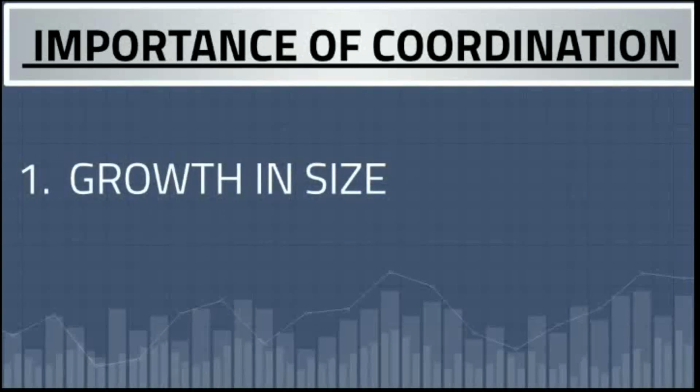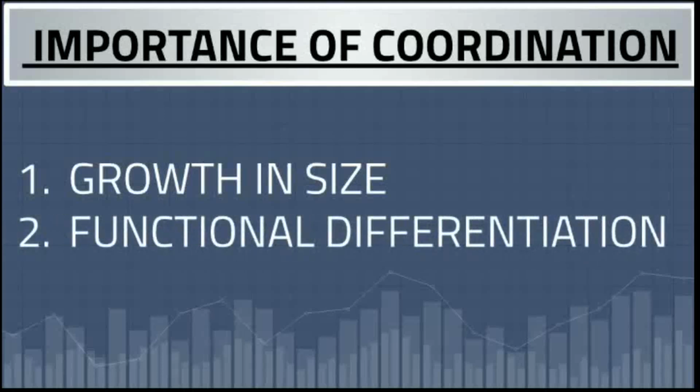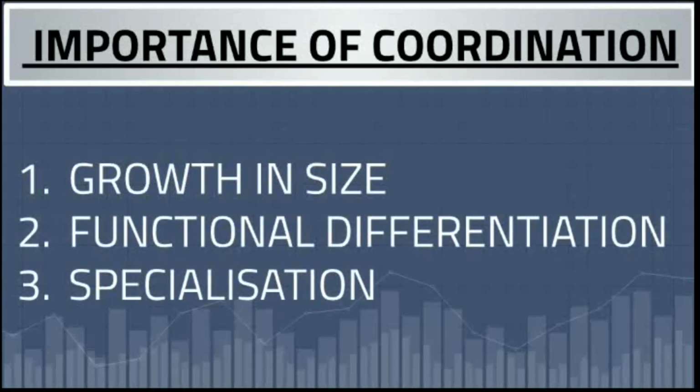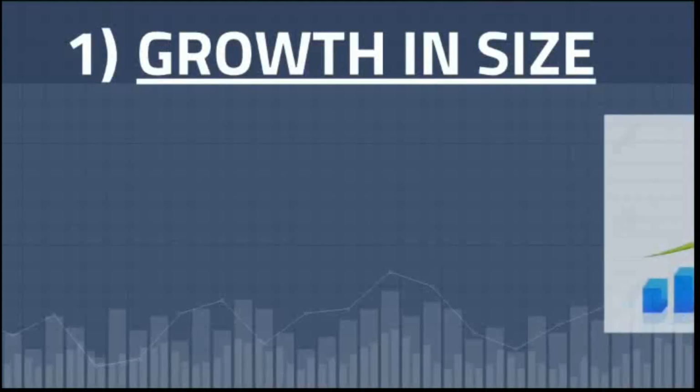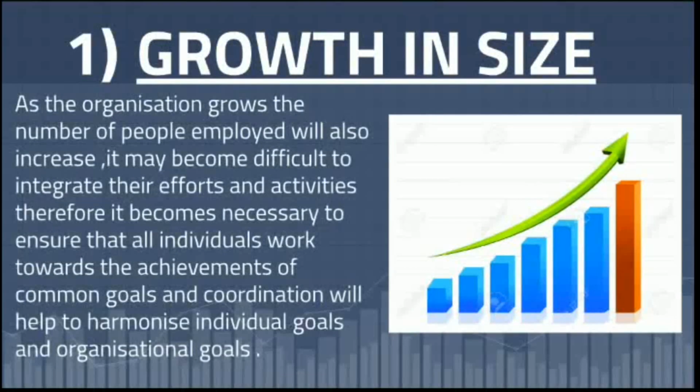That is the first one, the growth in size. The second one, the functional differentiation. And the third one, specialization. So the first importance of coordination, the growth in size, is studied under the organization. If the organization is growing, expanding, and there is diversification taking place in any organization, their coordination is a must.